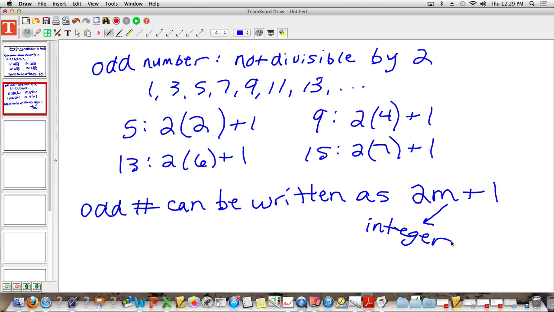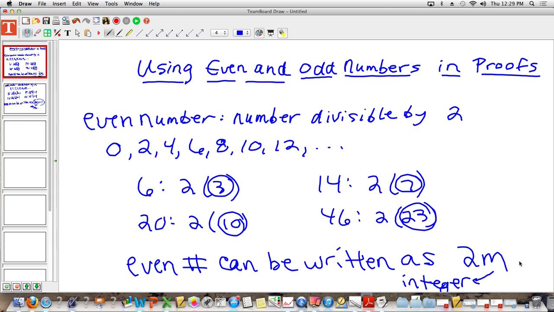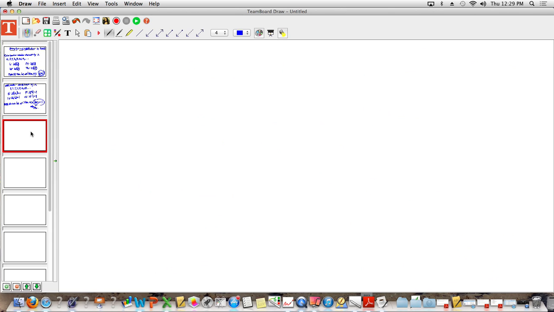You're going to have to be able to show that to me. And this is where it begins, is being able to denote an odd number and to denote an even number. Okay, so this is pretty important. This 2m plus 1 is pretty important, and so is this 2m. So what we're going to do right now is make a list of some key words that you guys need to know in order to write these proofs.